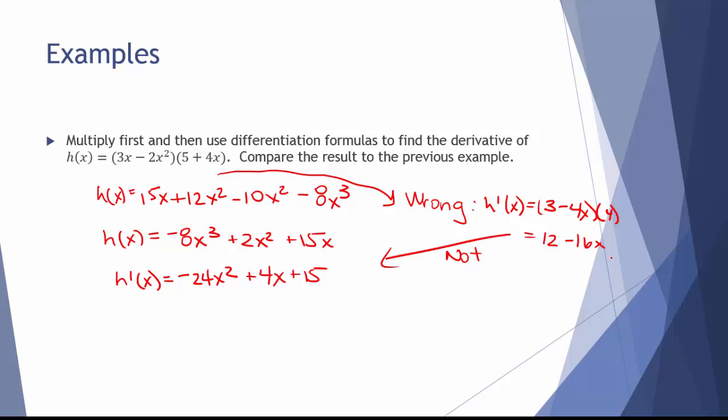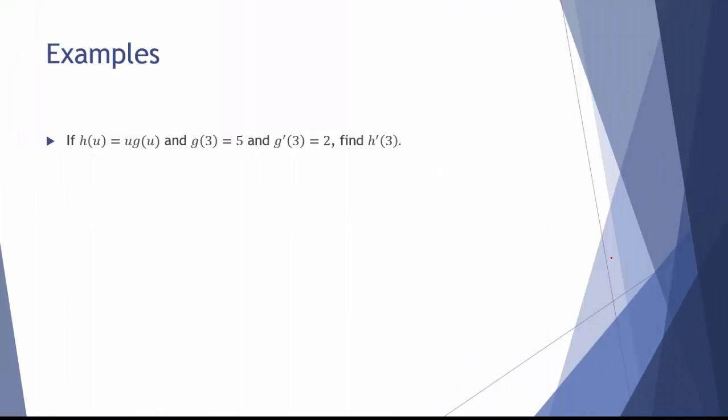Let's take a look at another example of using the product rule. If h of u equals u times g of u, and g of 3 equals 5, and the derivative of g at 3 equals 2, find the derivative of h at 3. Okay, that looks like a lot of gibberish at first. We're looking for the derivative of h at 3. We're given the function h of u. So can we find the derivative of h?